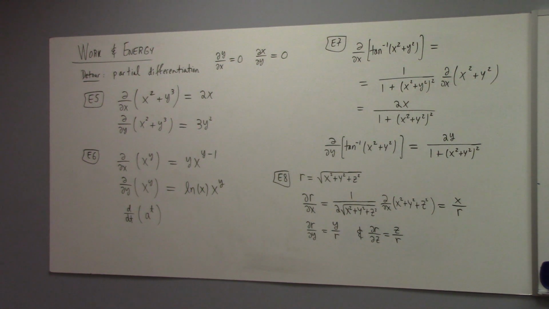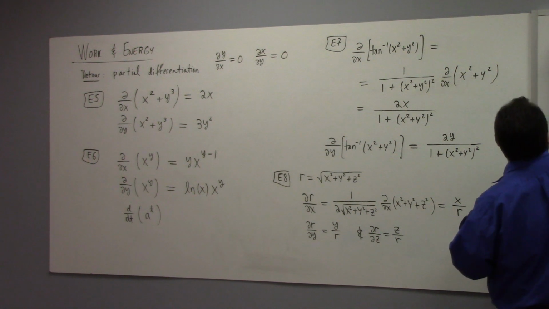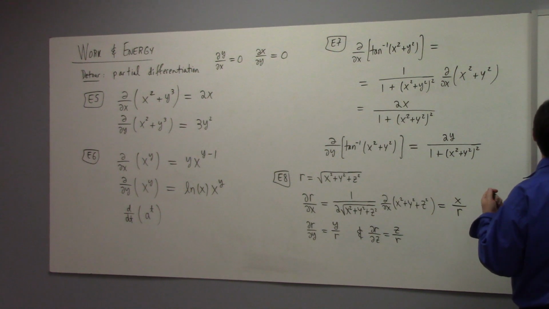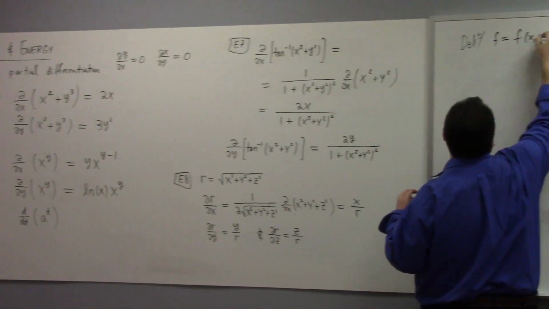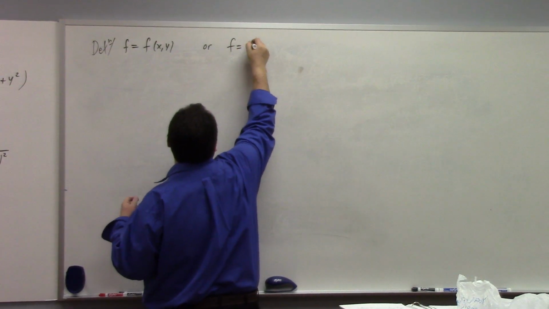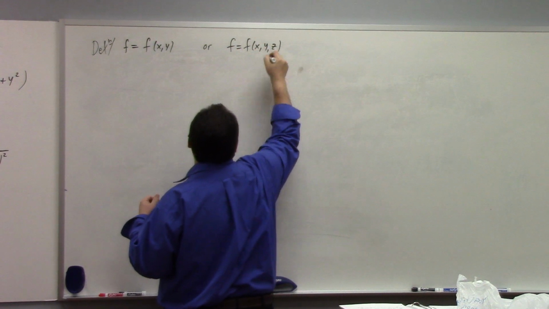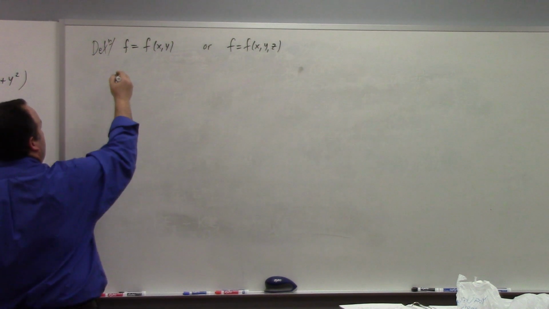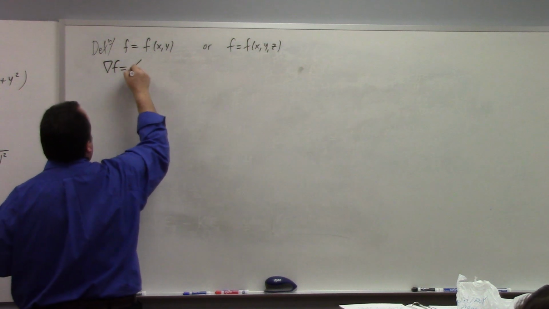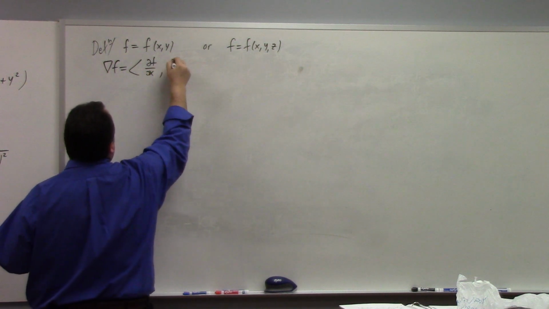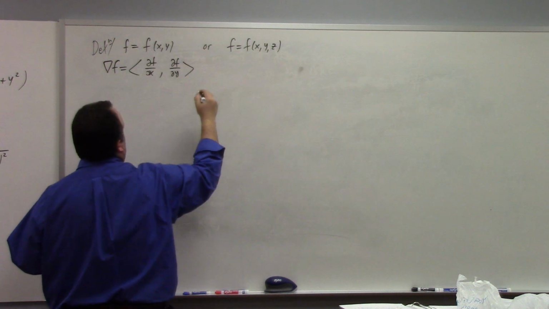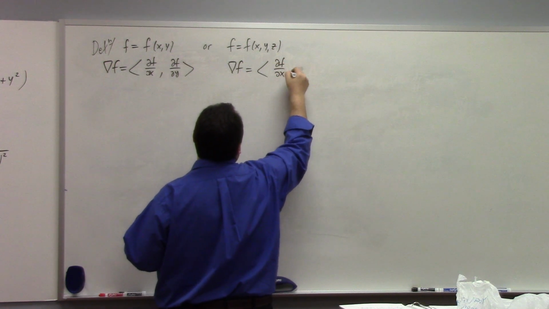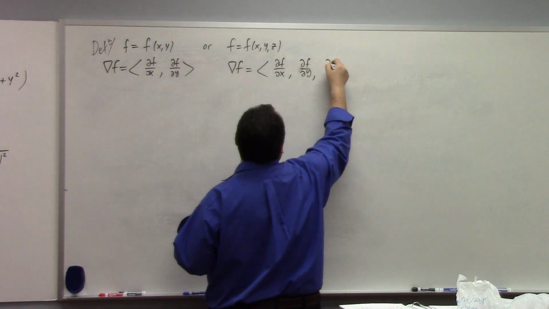So if we have a function of 2 or 3 variables, definition: I'll write 2 definitions if you guys don't mind. We could have f as a function of x and y, or we could have f as a function of x, y, and z, all right? So either a 2-dimensional or a 3-dimensional context. In the 2-dimensional context, the gradient of f is just equal to partial f, partial x, partial f, partial y. In the 3-dimensional context, the gradient of f is a 3-dimensional vector: partial f, partial x, partial f, partial y, partial f, partial z.